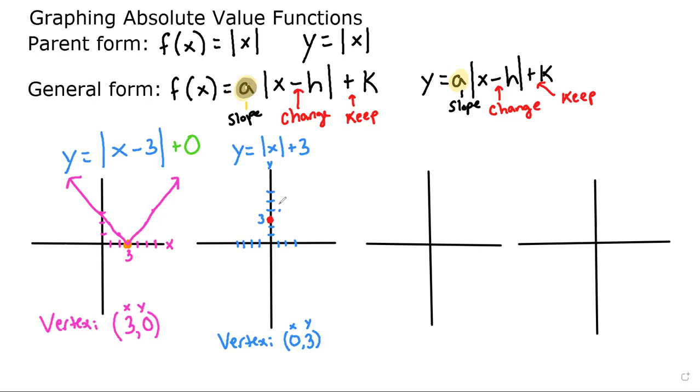So up one, right one. That kind of matched up? Nah, it didn't match up. Let me try that again. It should be right there and right there. There we go. And then up one, left one, up one, left one, and up one, left one.